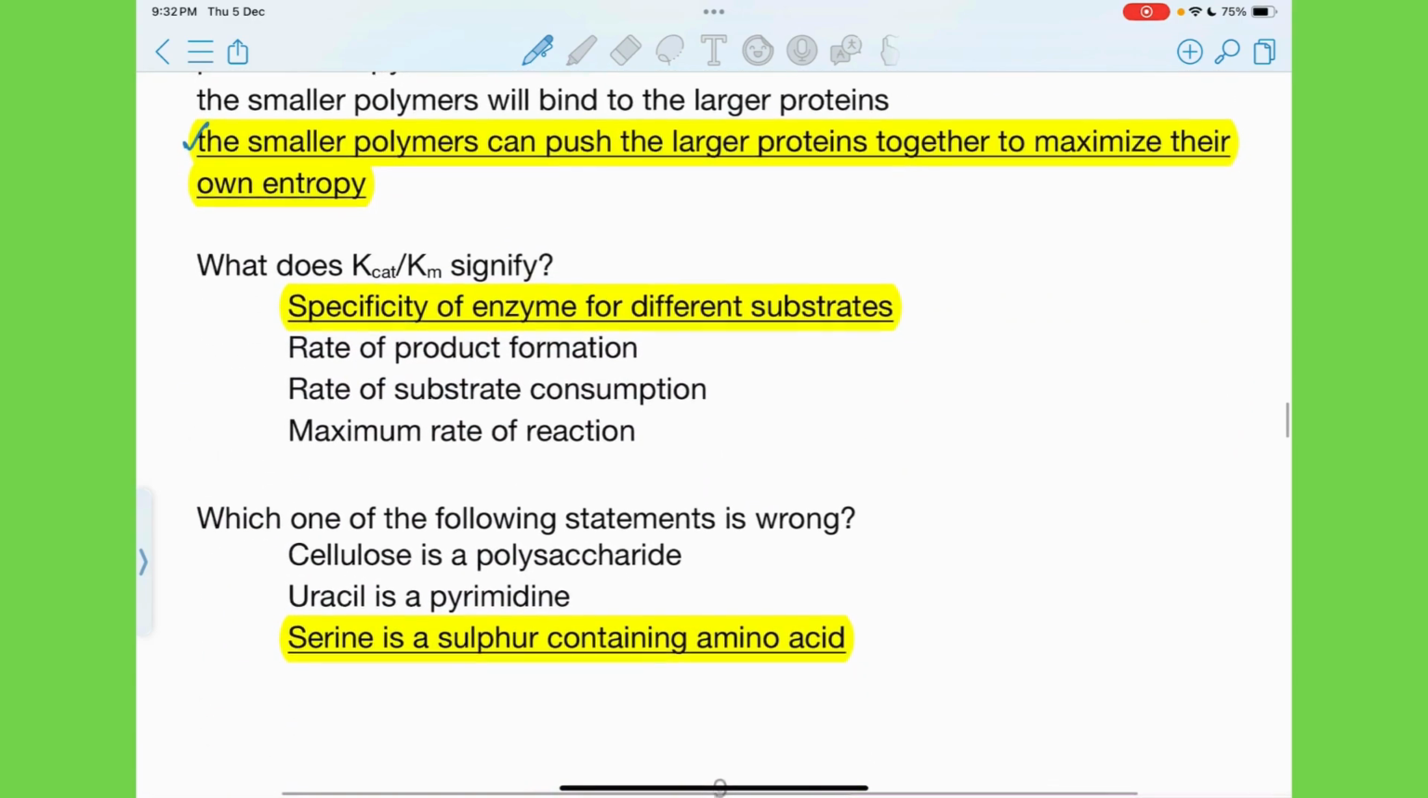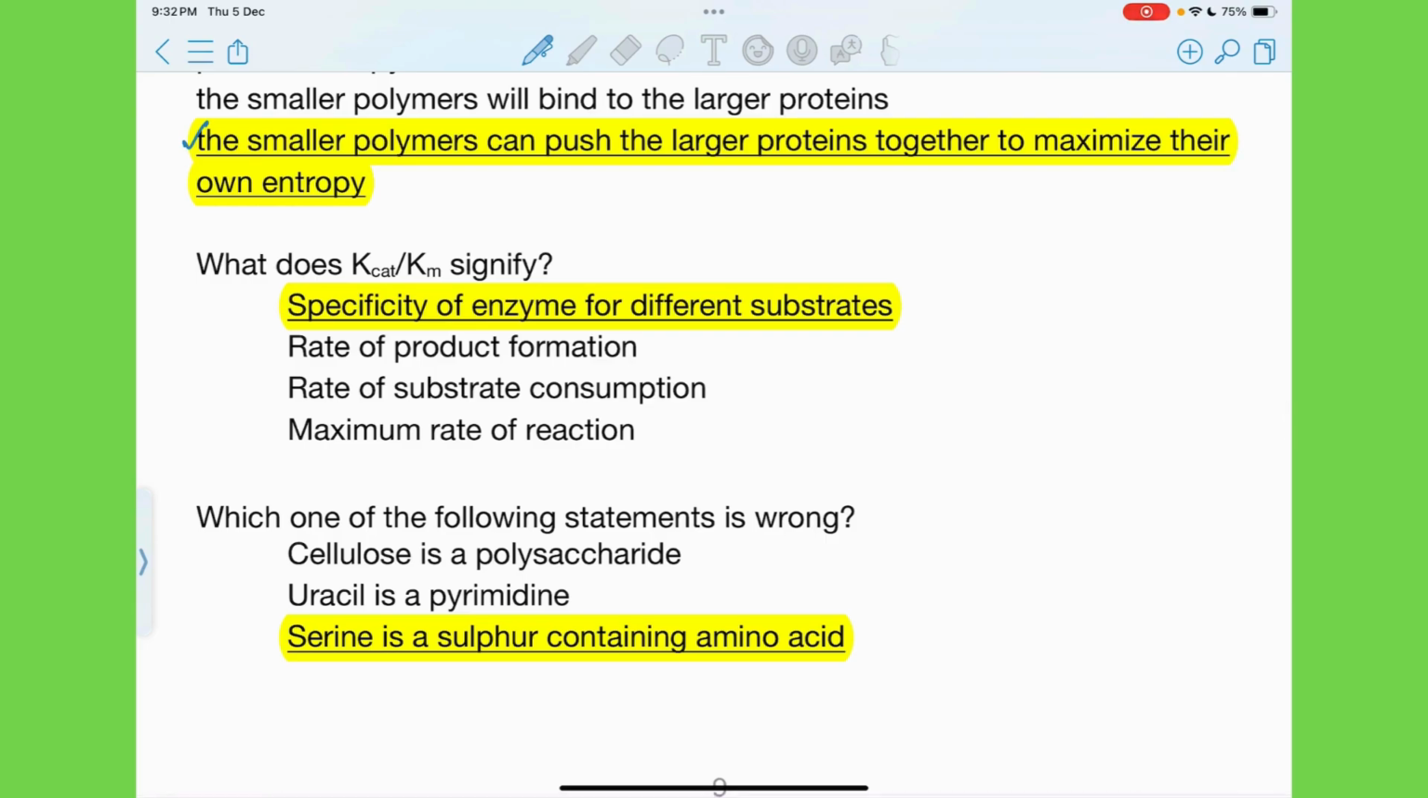Next question is again a factual question. K catalyst upon Km signifies, so this value is our catalytic efficiency, which is specific for the enzyme for different substrates.